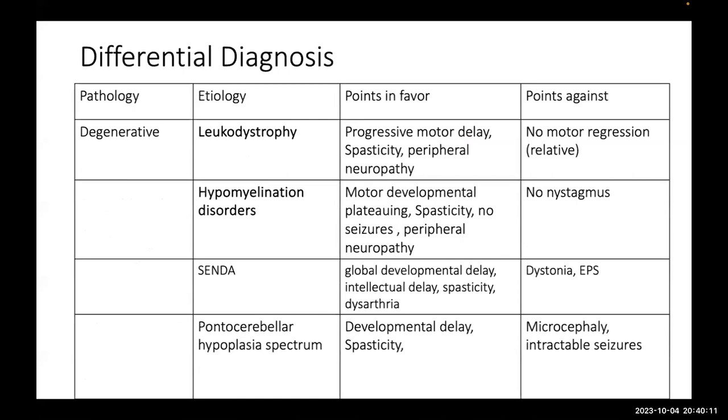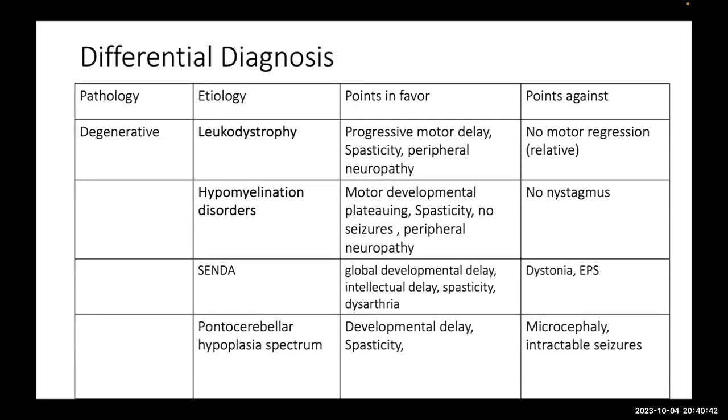degenerative pathology, leukodystrophies can present with progressive motor delay, with spasticity, with peripheral neuropathies, but in this case there was no motor regression, so that is relatively against leukodystrophy. Hypomyelinating disorders, in which there is a motor developmental plateauing, spasticity, seizures, and less commonly peripheral neuropathy. In some cases nystagmus may be present, but it is not necessary to have nystagmus.